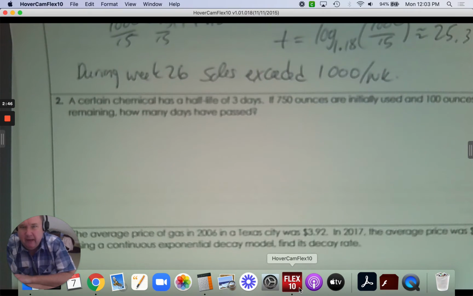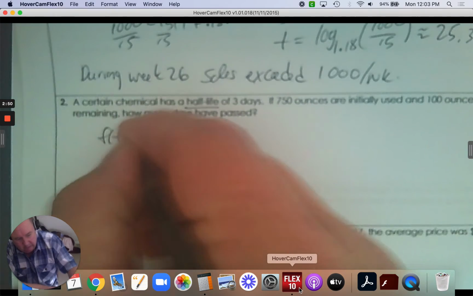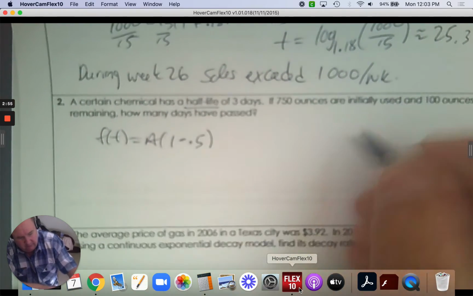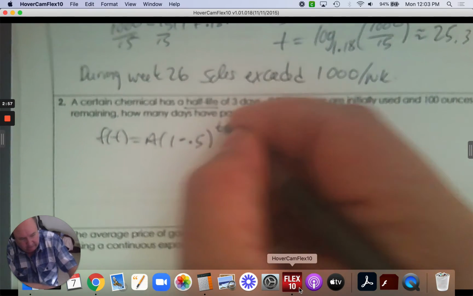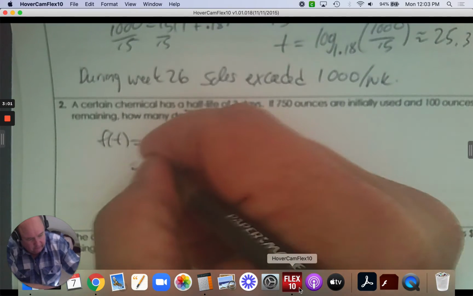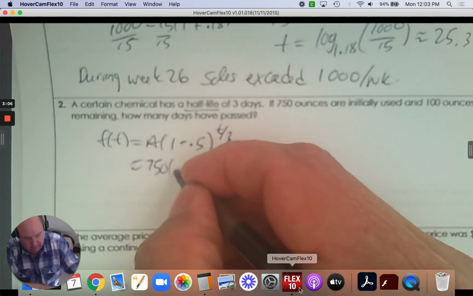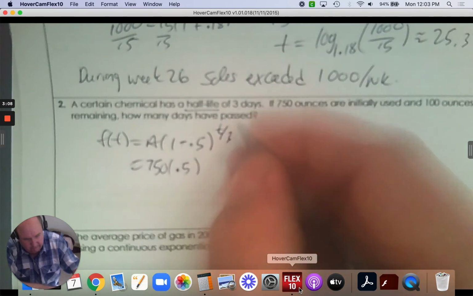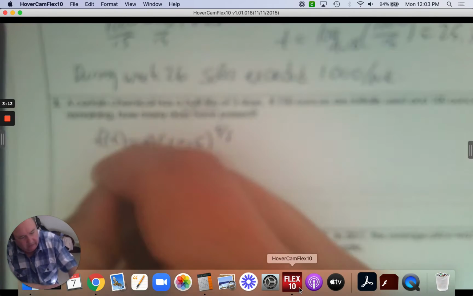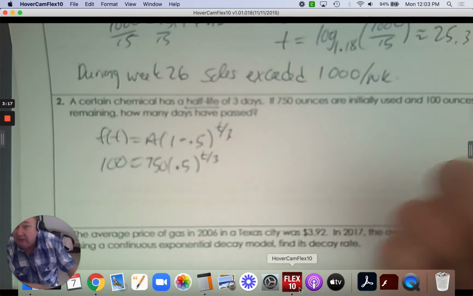All right. A certain chemical has a half-life. So that already tells me the model I'm going to use. Half-life, so that's subtract. And it's every 3 days, so that's t divided by 3. So there's the model. We're starting with 750 ounces. 1 take away 0.5 is 0.5. And we want to know when we have 100 left, and so how many days have passed. So there's the model. Now we're going to solve it.